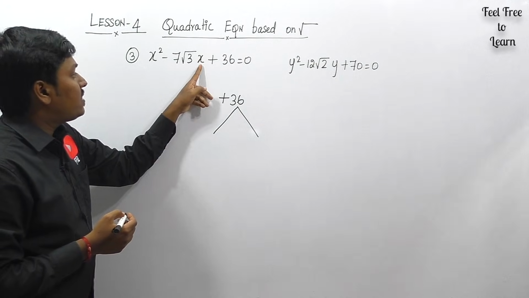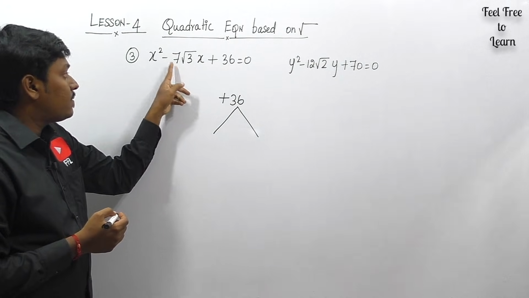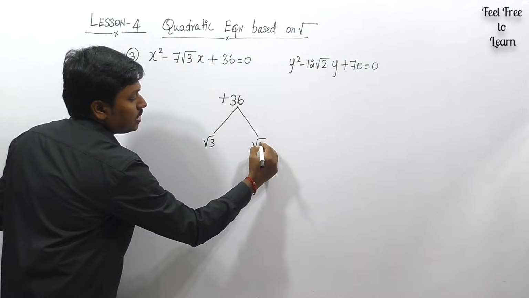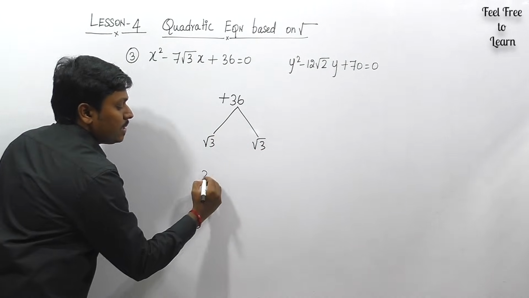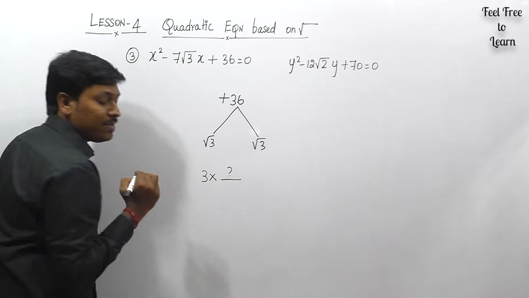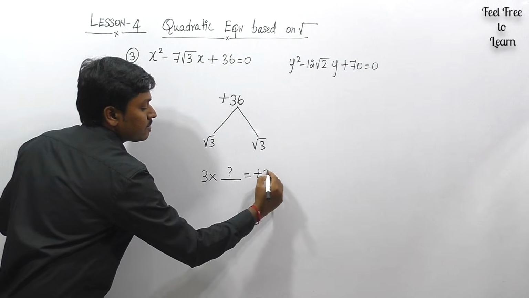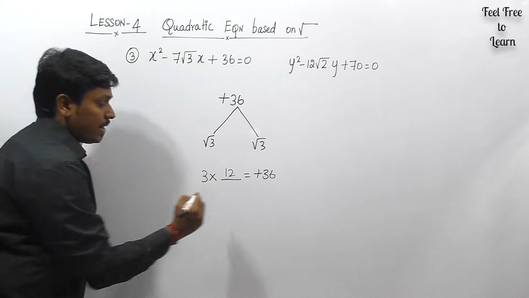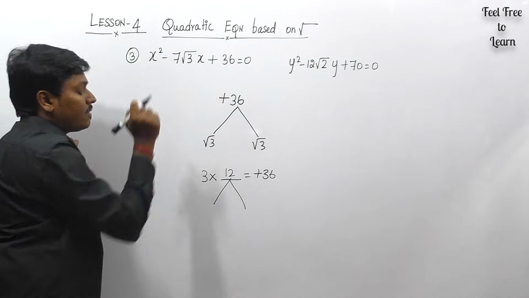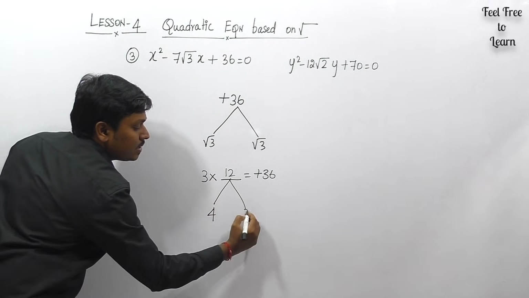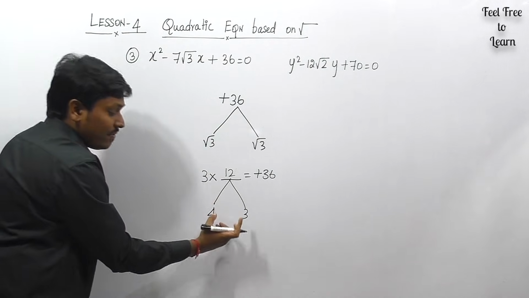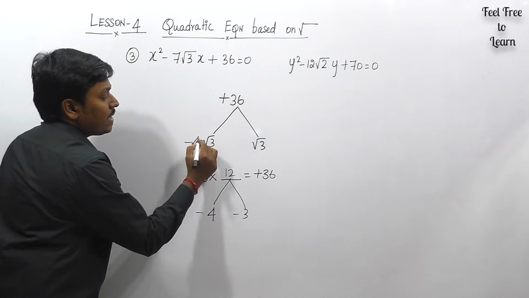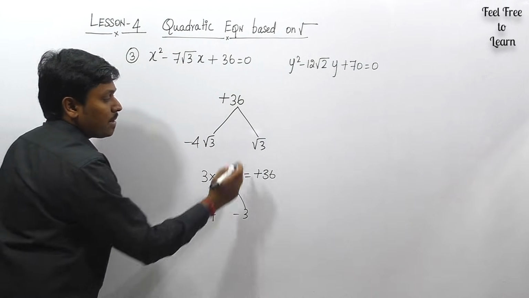So here the coefficient of x is 7 root 3, that is minus 7 root 3. So first of all, concentrate on this number, that is root 3. So write root 3 here. Root 3 into root 3 will be 3. So the number that we are going to multiply with 3, the resultant should be plus 36. So we can easily say the question mark should be 12, because 12 into 3 should be 36. Now split this 12 in order to get minus 7. So we can easily write this as 4 and 3, because 4 into 3 will be 12. When we add both the numbers, the resultant should be minus 7. So minus 4 and minus 3. So finally we can write this as minus 4 root 3 and minus 3 root 3.